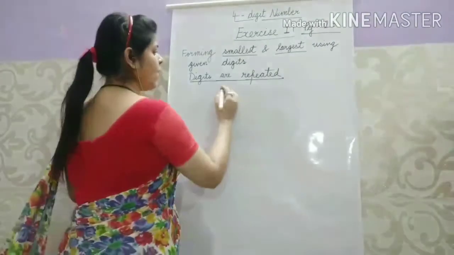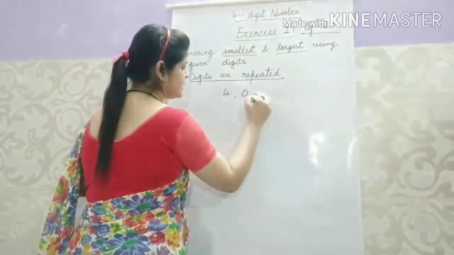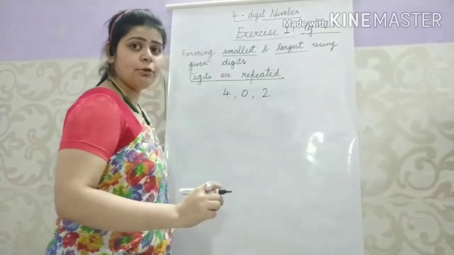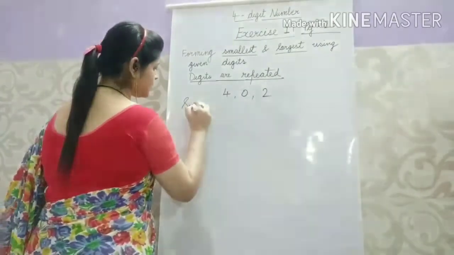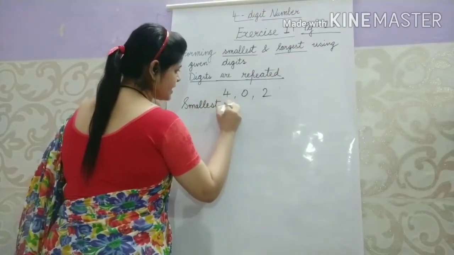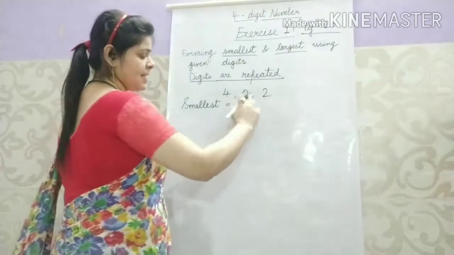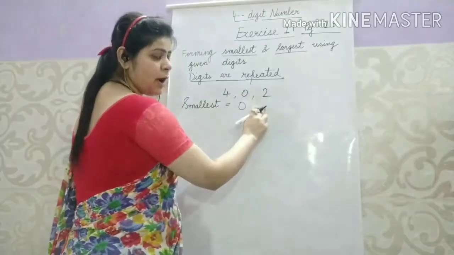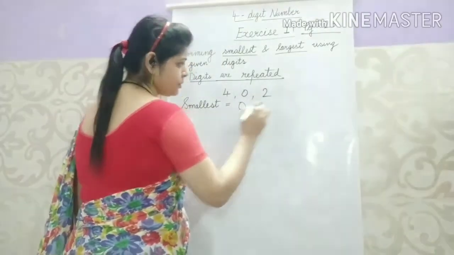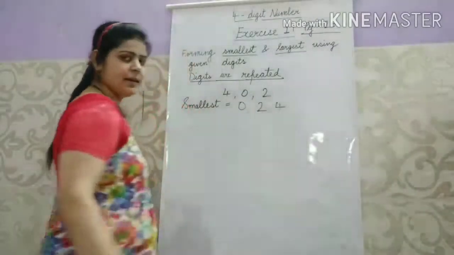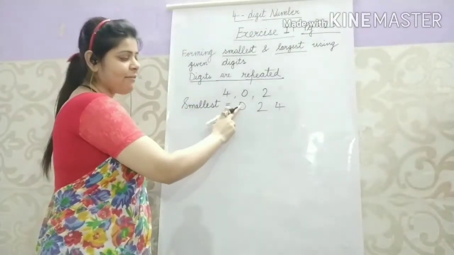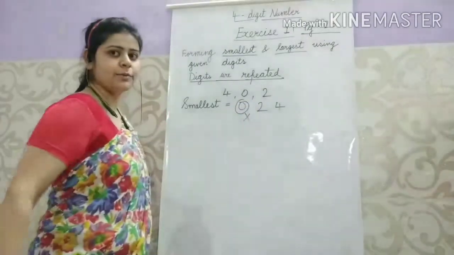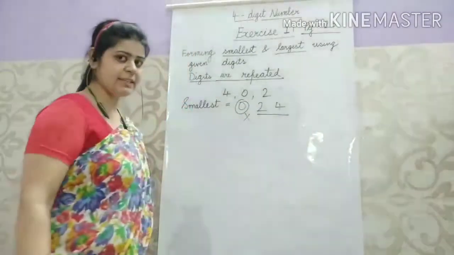So if you have taken the number 402, this is the number. Okay? So now you have to form the smallest number. How will you write it? The smallest one is 0. Like this we have written. Second smallest, what will it be? It will be 2. Third, it will be 4. So again, the 0 we have written in front. That means this 0 is of no value. Okay? We will read only this 24.